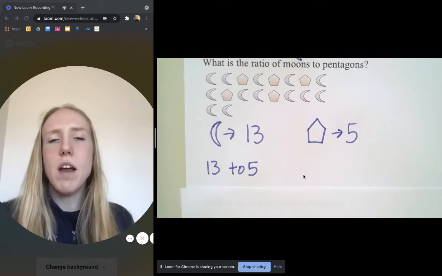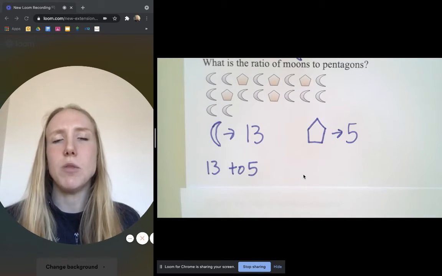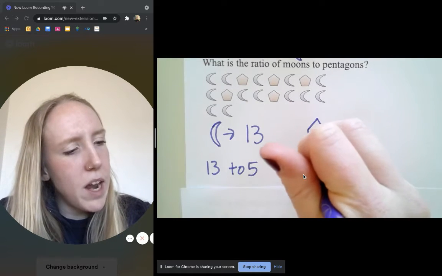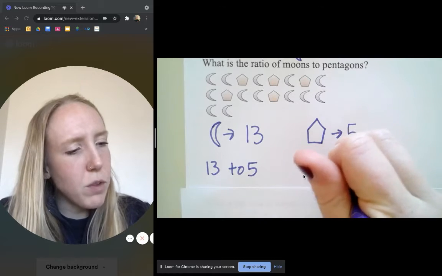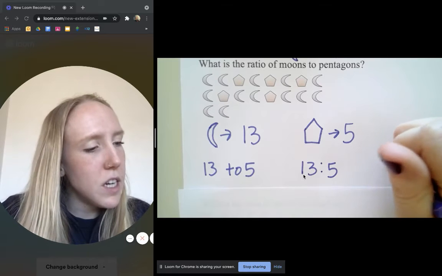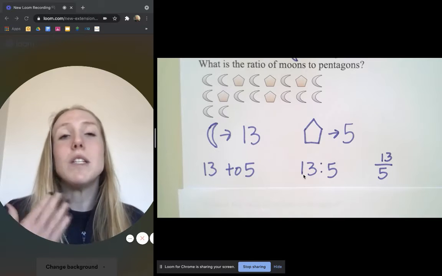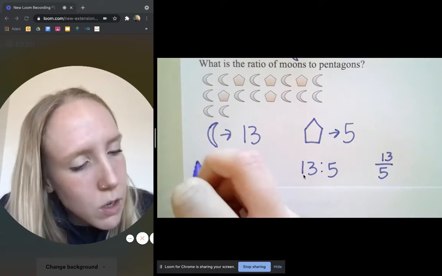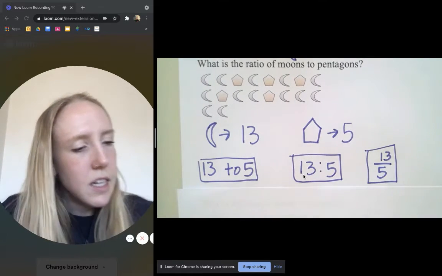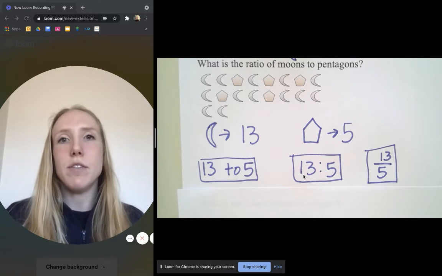There's 2 other ways we can write these ratios. Be thinking right now, how else can you write these ratios based on what we saw before? We can also write it 13 to 5 with a colon. Still read it as 13 to 5 though. And then the last way is as a fraction, 13 over 5. But since it's a ratio, we still read it as 13 to 5. So each of these are the same ratio, and each of these tells us the ratio of moons to pentagons is 13 to 5.